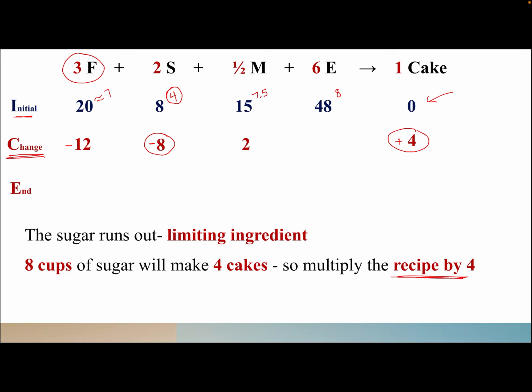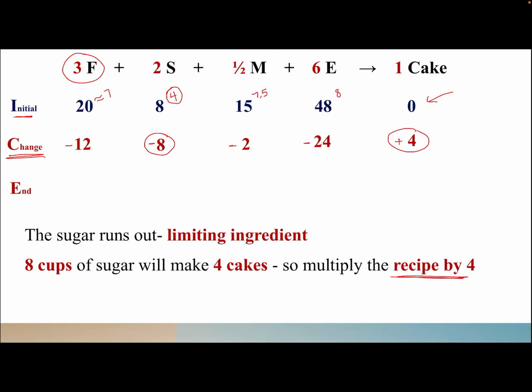And then we're going to use up 2 gallons of milk because 1/2 times 4 gives us 2. And then we're going to use up 24 eggs because 6 times 4 gives us 24. Okay, so that's our change.